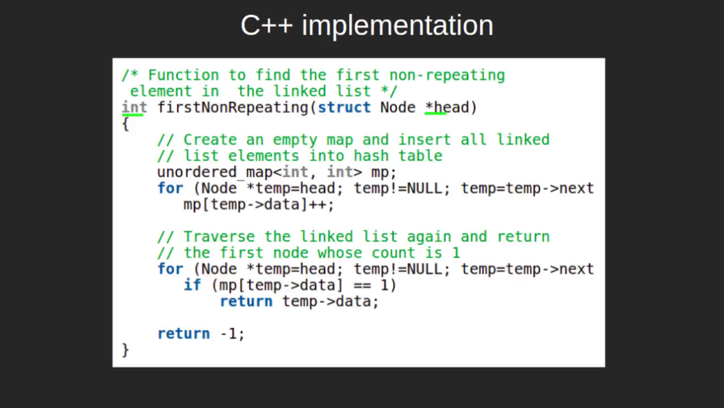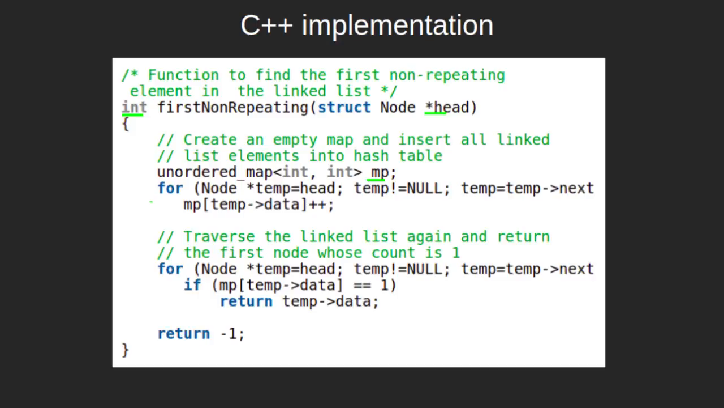Inside this function, we create an empty map in which we hash all the elements to count the frequencies of the elements. Initially, the value of all the keys in the map is initialized to 0 by default. So in this map, keys will be the data of the linked list and values will be the frequency of that data.